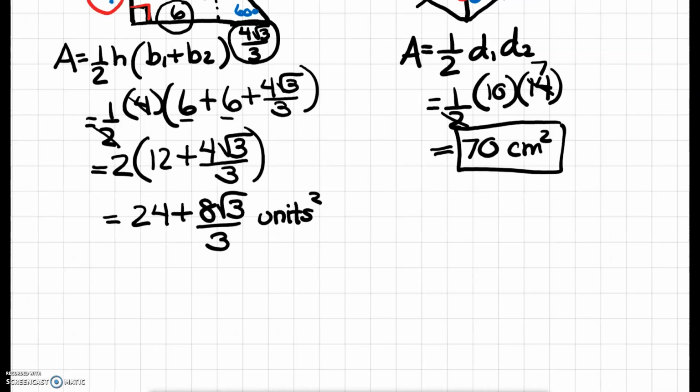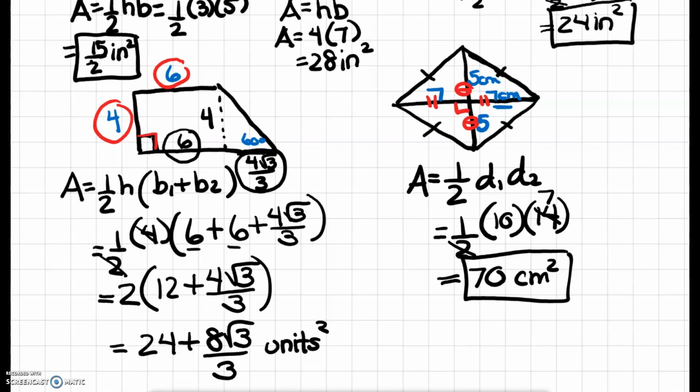So I believe that's it. This should help you with problems 1 through 15 on your homework.